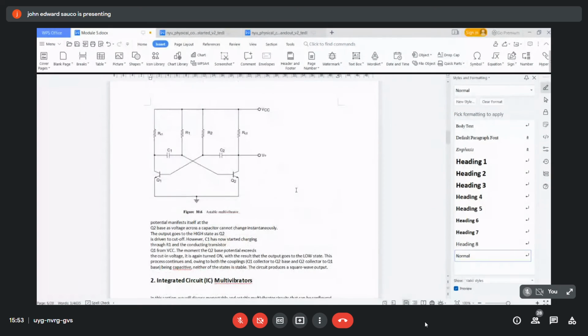Okay? So yan. Nag-gets nyo ba yung pagkakaiba-iba ng apat? Hello? Nag-gets nyo ba yung pagkaiba-iba ng apat?